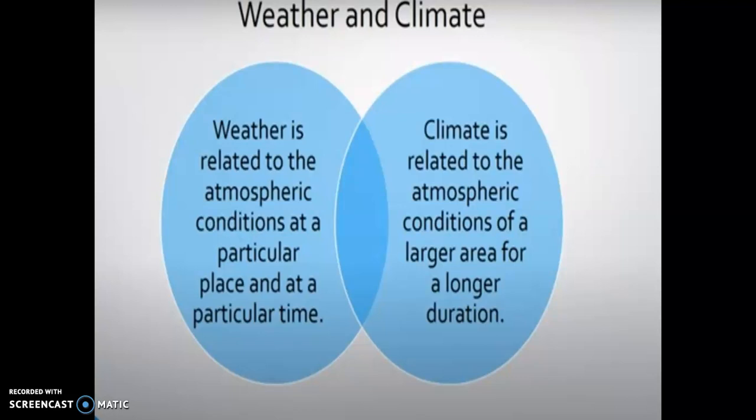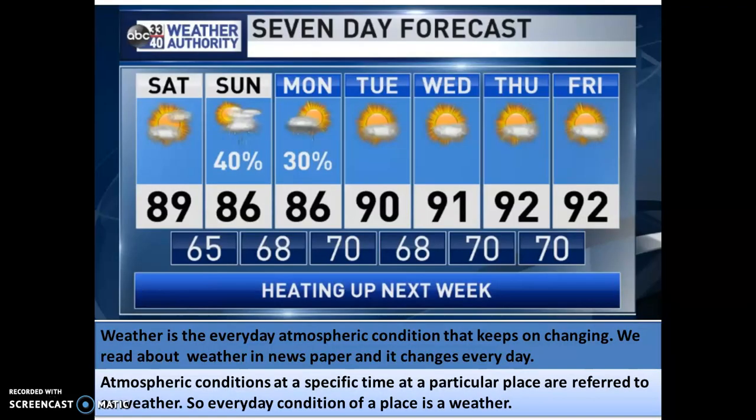Okay, so suppose I have to say, what I will say is the climate in the month of May is very hot. So see, climate in the month of May, that is for a longer duration. Weather is everyday's atmospheric conditions that keep on changing. Now here you can see the 7 days forecast. Usually we see this kind of picture on TV. You can see that the weather is given for Saturday, Sunday, Monday, Tuesday, and the temperature is given. It is also shown when it is going to rain. So we read about weather in the newspaper and it changes every day.